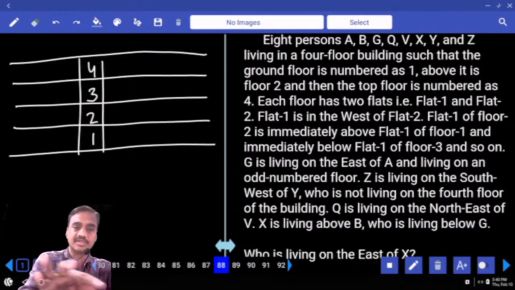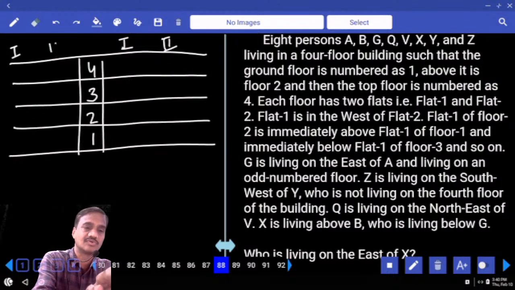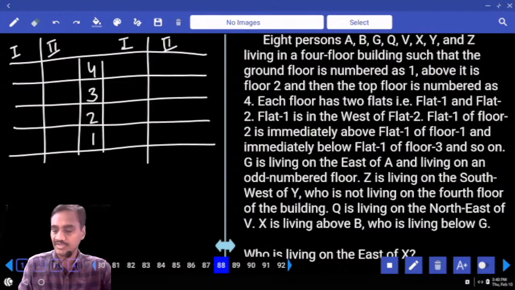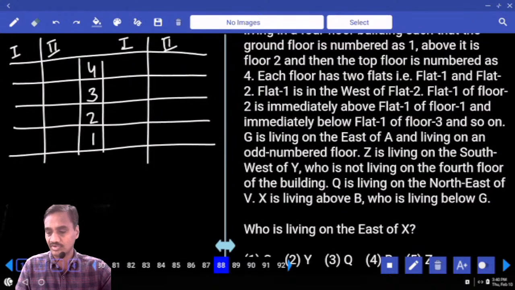Okay? And next one. Flat 1 is to the west of flat 2. And there you go. Now here again, flat 1 is to the west of flat 2. Now this is the first time we are coming across flats and floors in this series of this paper.